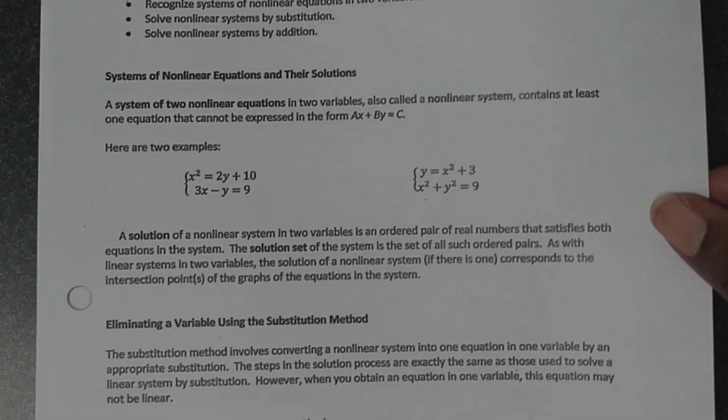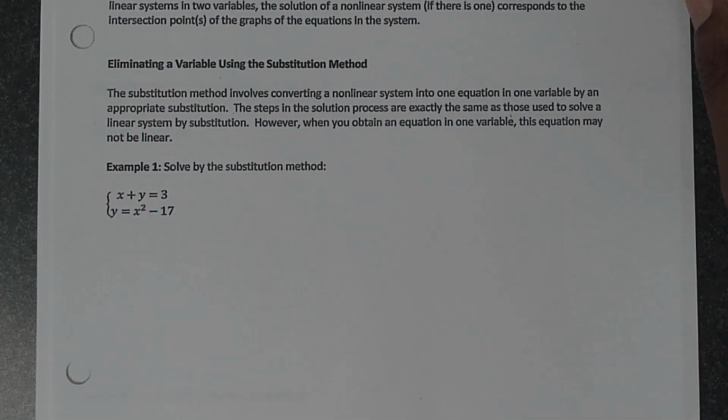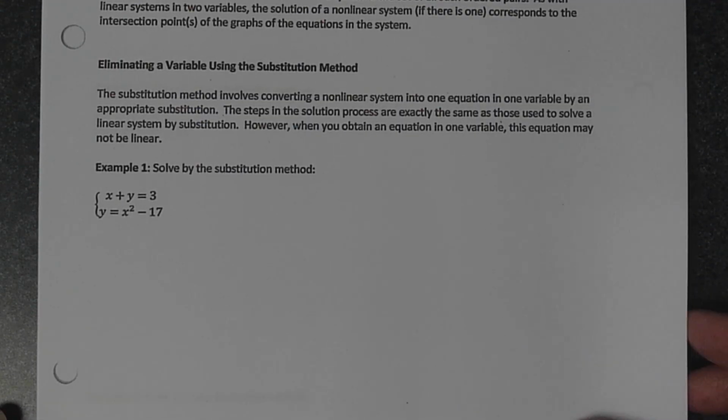All right, here we're going to start by eliminating a variable using what they call the substitution method. The substitution method involves converting a nonlinear system into one equation and one variable by an appropriate substitution. The steps in the solution process are exactly the same as those used to solve a linear system by substitution. Now, the difference here is this: when you obtain an equation in one variable, that equation may not be linear. So if we look at example 1, here I would like to solve by the substitution method.